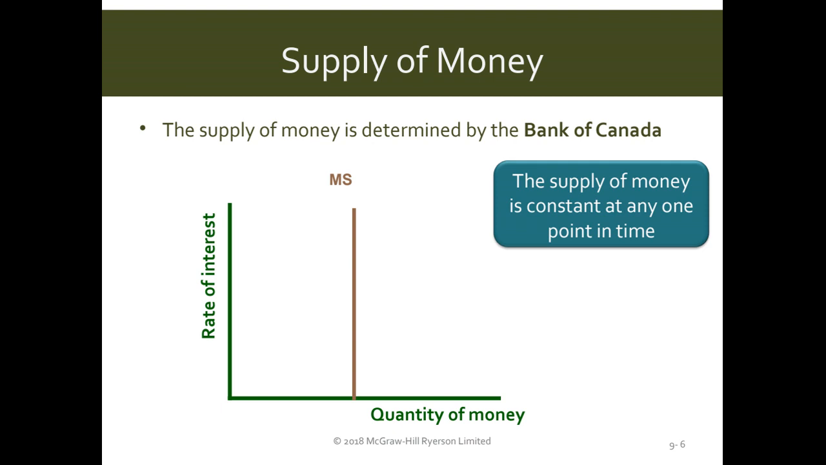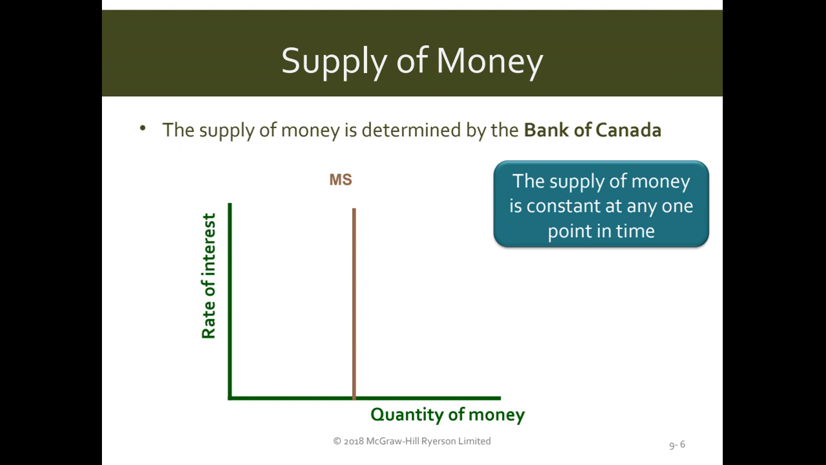So this is the supply curve. Why do I say that the money supply is autonomous? Because it's constant. So the supply of money is constant at any one point in time. I'm not saying that this straight line is fixed forever. Since this is in your chapter, I'm discussing it, but currently the Bank of Canada does not use this policy to control the supply of money. We'll discuss that in a moment in the same chapter.